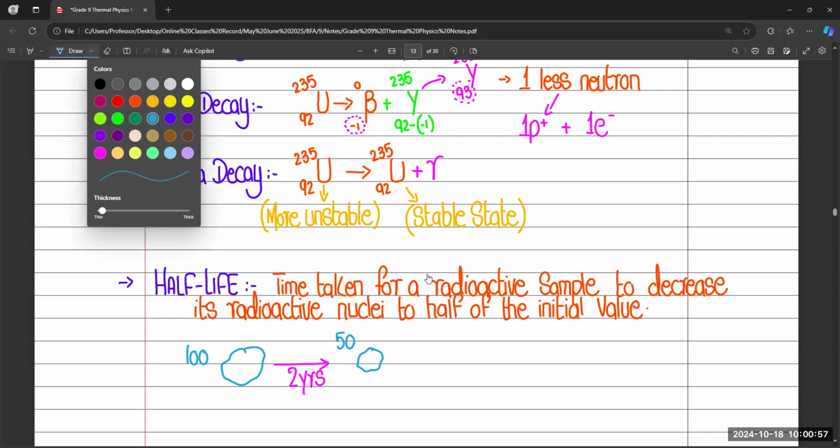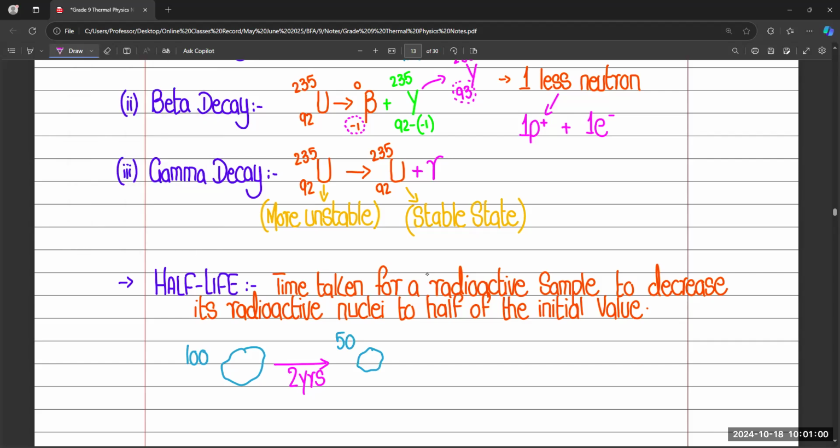Now we have 50. 50 means after 2 years, you will get a new value, 25. So in the same way, it will take a very long time to completely decrease the mass to zero. After 25 you need to make it half, then more half, then more half. So it will take so many years to decrease this sample, and it will convert into zero.